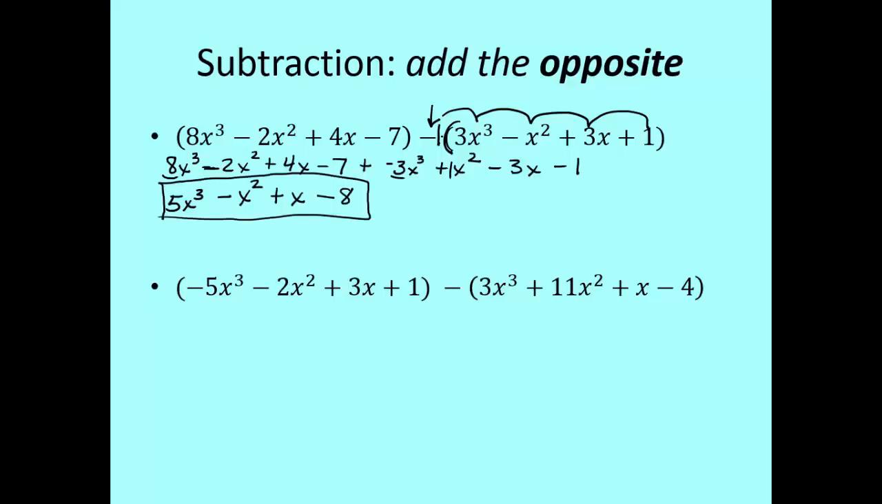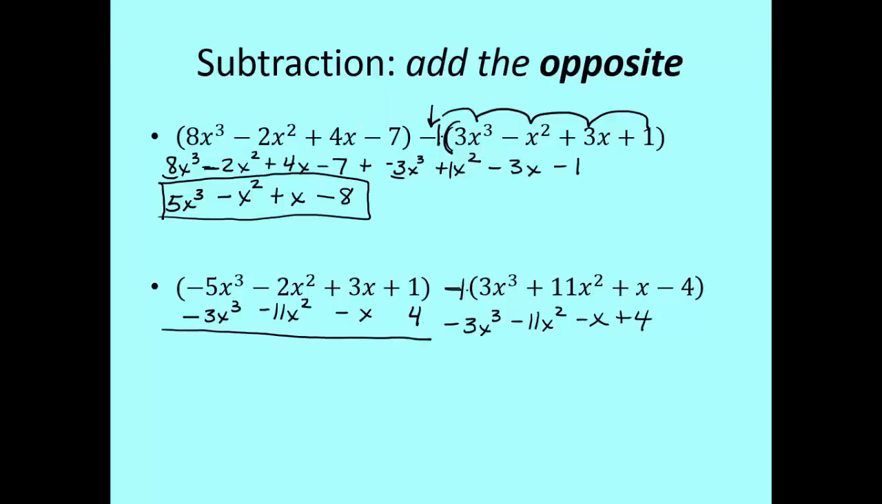In our last example, let's rewrite that second polynomial, multiplying everything by negative 1. So I've got minus 3x cubed minus 11x squared minus x and plus 4. What if we wrote it this way? Match up the terms. I'm just writing them below the ones they match. You can think of it as adding like this.